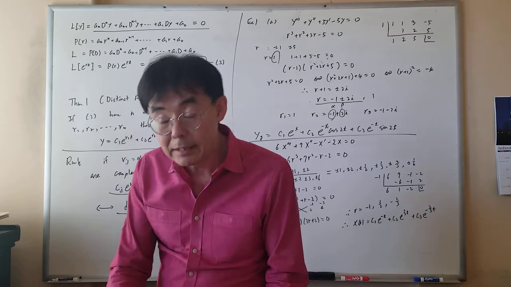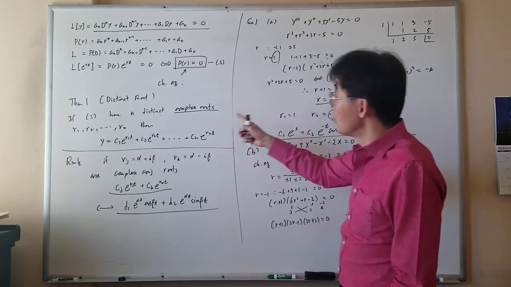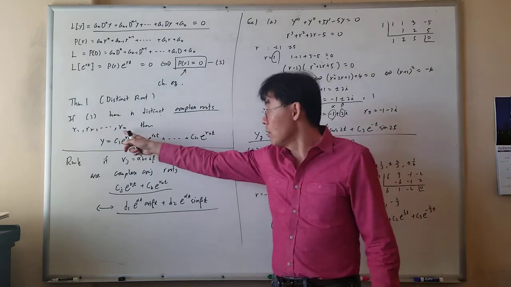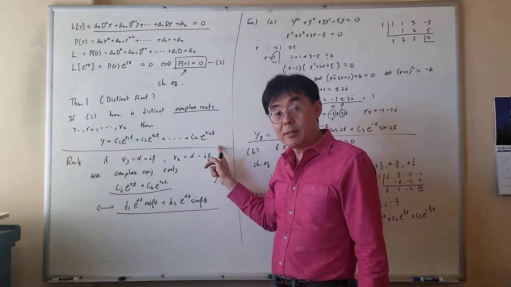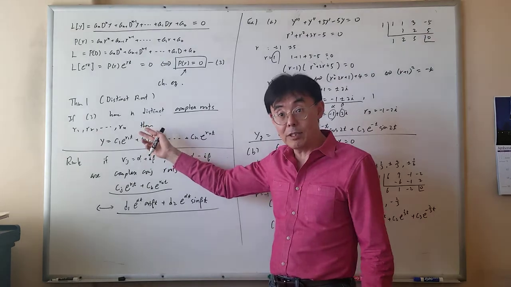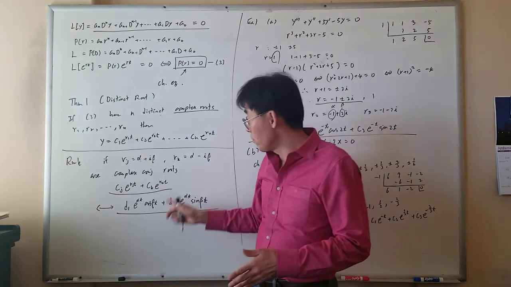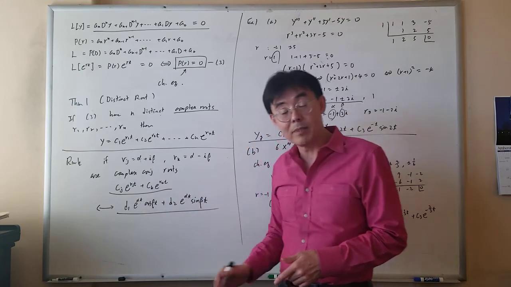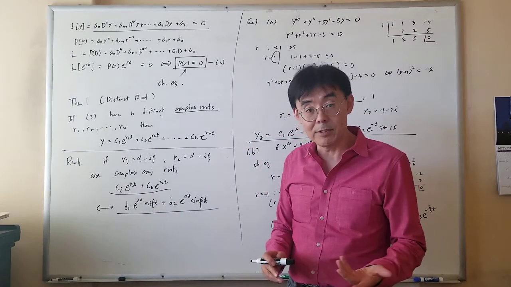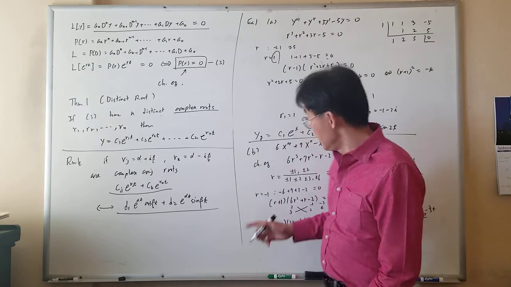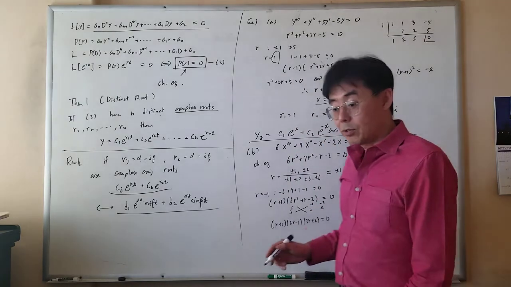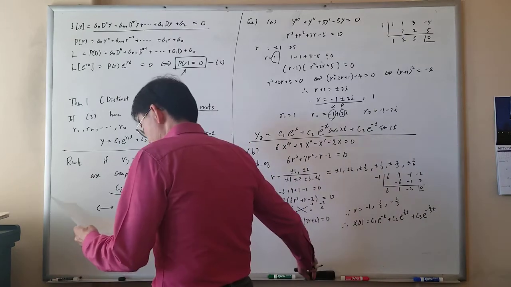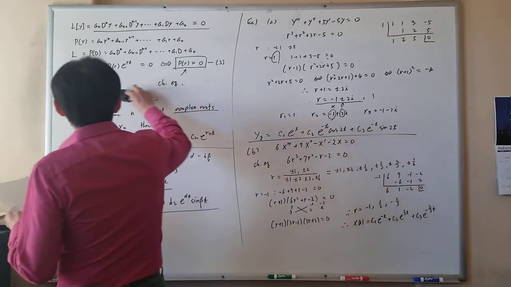So, when you have distinct roots, that's easy. If all of them are real, just write it this way. If some of them are imaginary, then you find the complex conjugate pairs, and those two complex conjugates will be replaced with this: e to the alpha t cosine beta t, e to the alpha t sine beta t, that's all. Then you can set up the general solution. Now, the harder one is repeated roots.